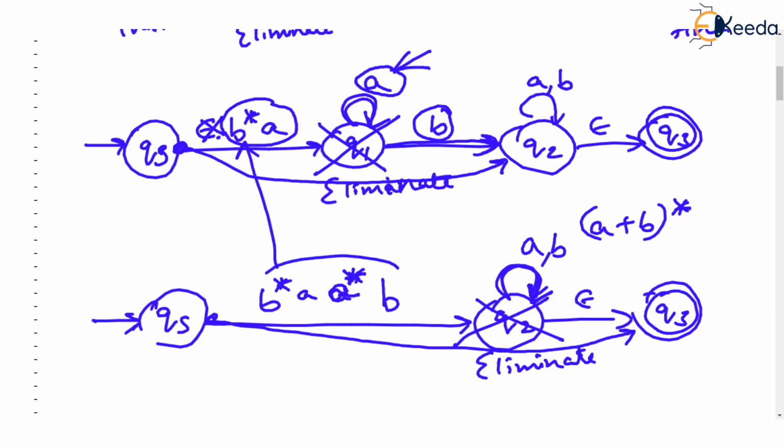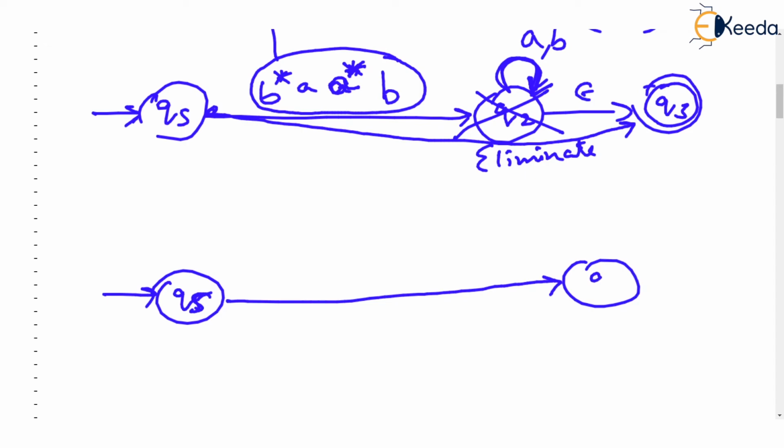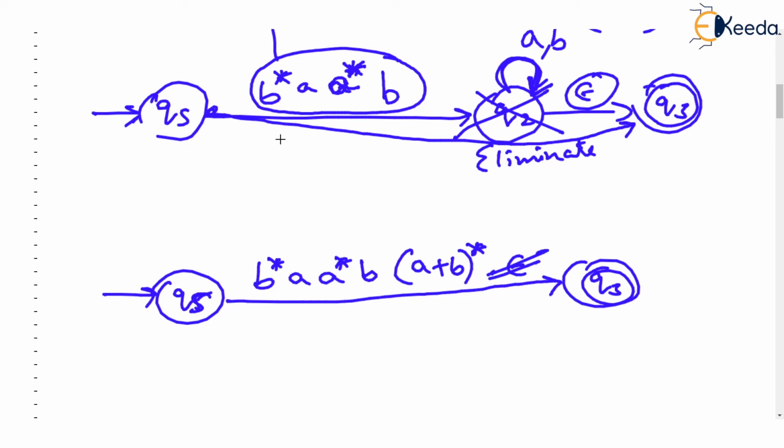And before this, we already have this portion of the regular expression. So what do you get after eliminating Q2? You have QS, and you will directly go to Q3 now, correct? Which is your final state. But then you have B star, A star, B, and then you have A plus B star, and then followed by dot epsilon. Don't forget this epsilon. But you know anything concatenated with epsilon doesn't matter. Now we have got a single path from QS to Q3, and this is the required regular expression.